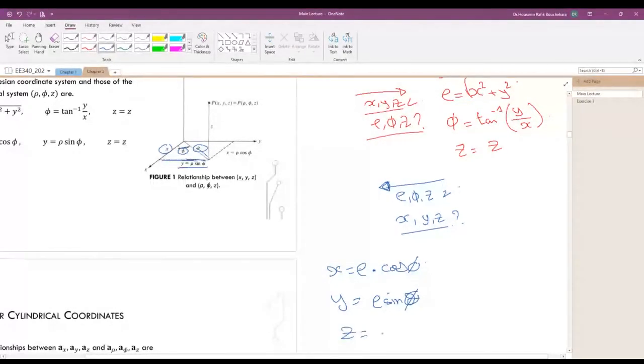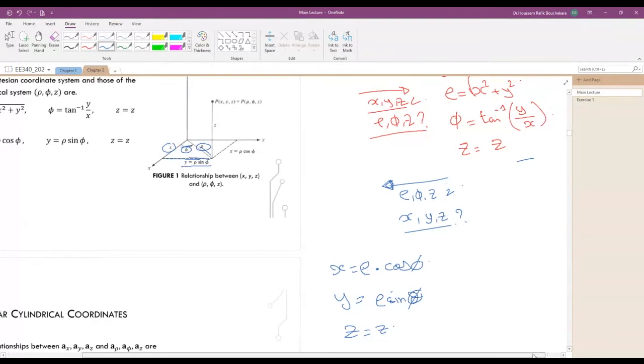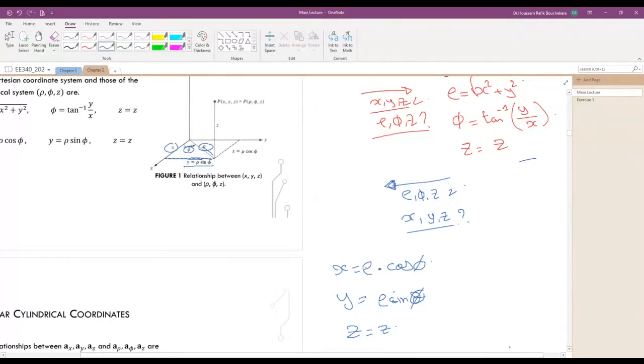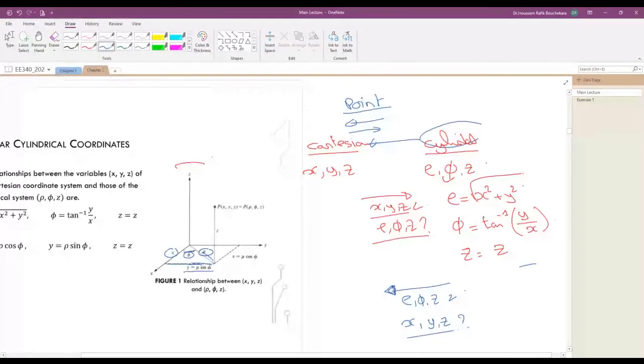And z is the same or similar to the one in the cylindrical. Okay, z is the same whether cylindrical or Cartesian. Okay, this is how to transform a point from Cartesian to cylindrical and from cylindrical to spherical.